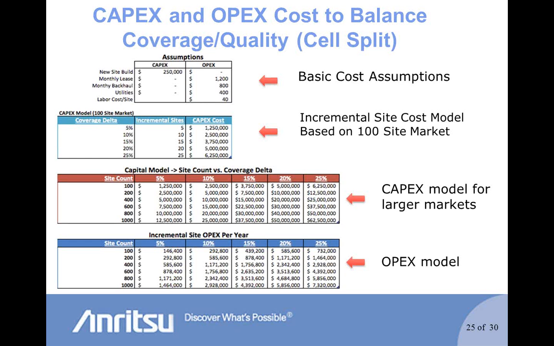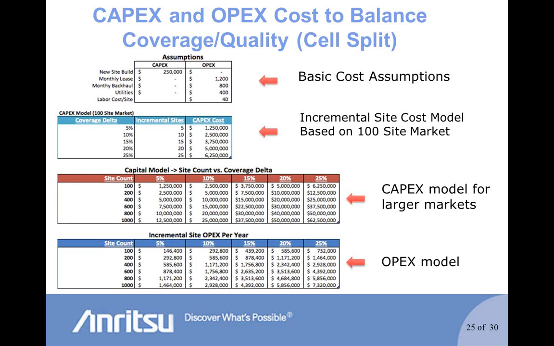So let's say you have a market with 100 sites, and you're off by 5%. There's a 5% difference between your 4G coverage footprint and your 3G coverage footprint. What would be the total spend in order to balance those footprints, right? So this is a very basic model showing coverage deltas from 5 to 25%, and based on a very basic linear scale, on 100 sites, if you miss 5% of your coverage, you're going to need an incremental 5 sites. So based on the capital spend for that, you can see that that's $1.2 million, right?